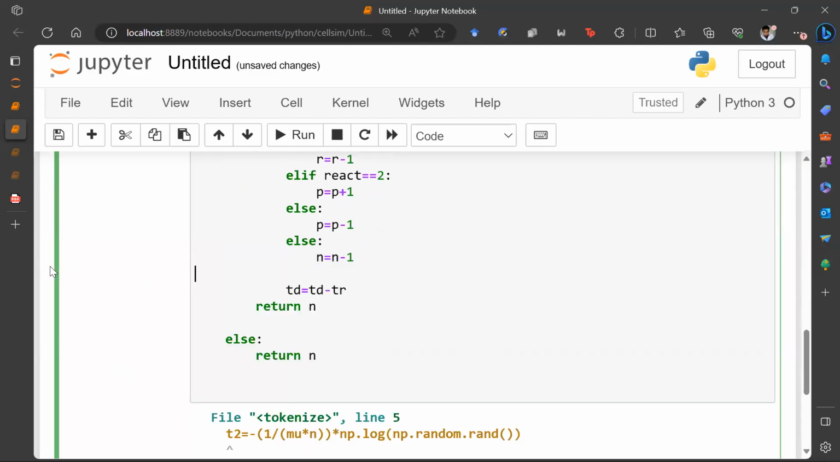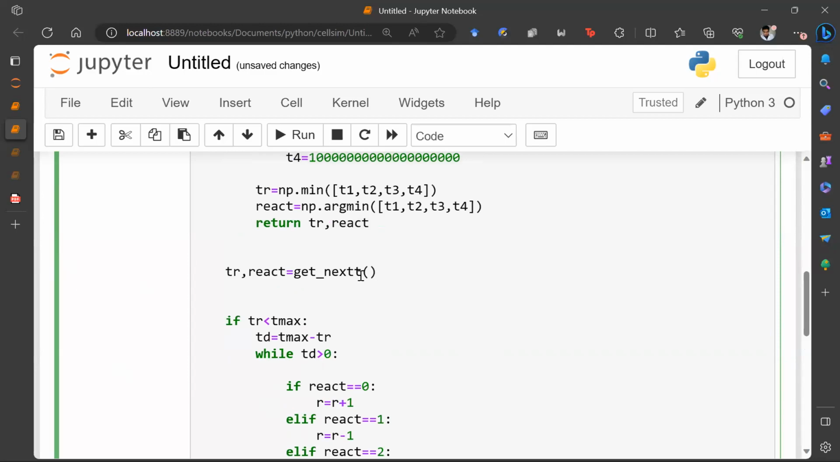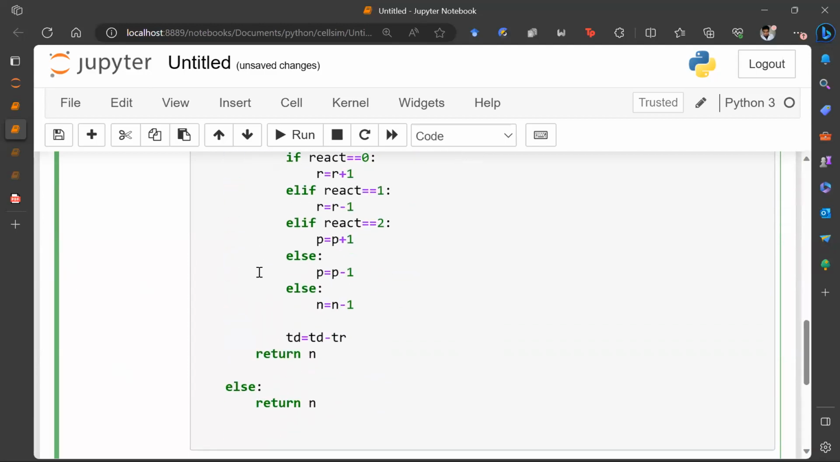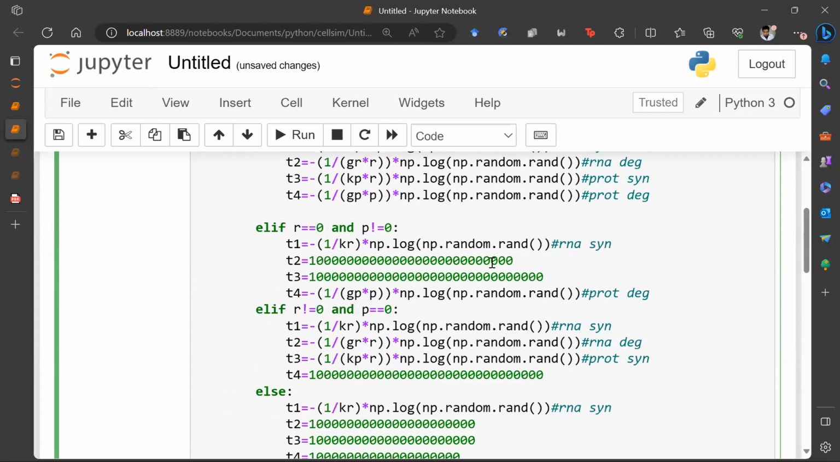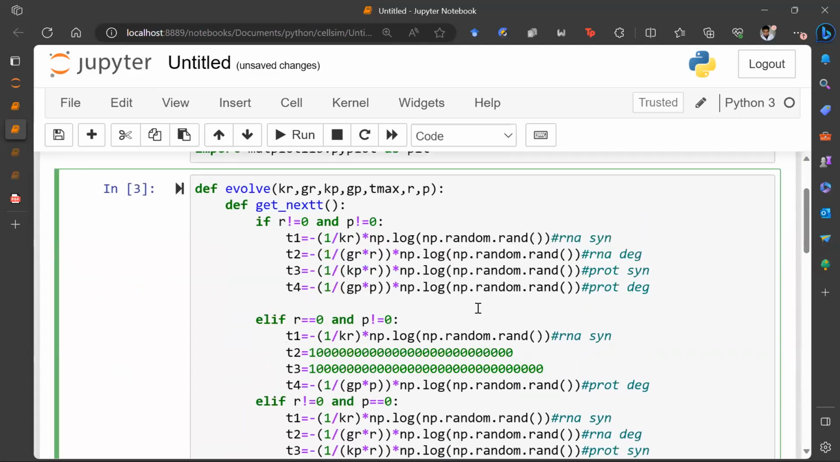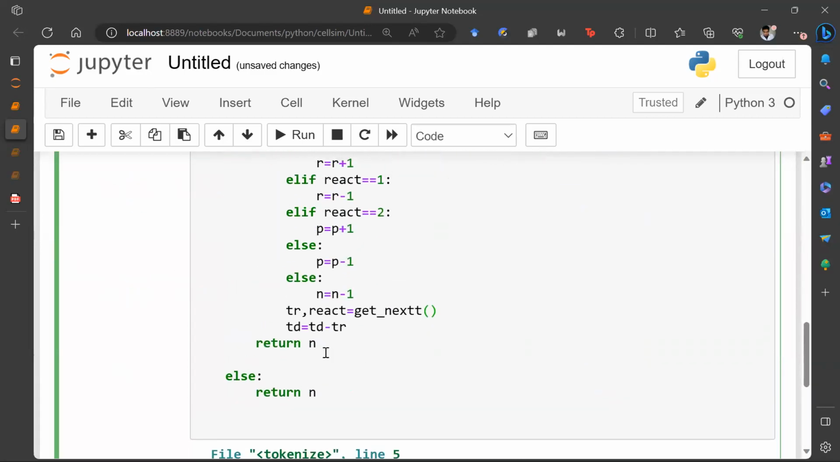Okay, and we calculate again the next time to reaction after performing these reactions. And this evolve gives you RNA, R, and protein.